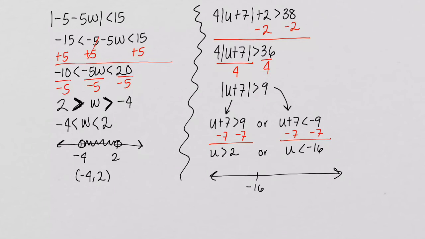So here's negative 16, here's 2. So greater than 2, less than negative 16. And my interval notation answer is negative infinity to negative 16, union 2 to infinity. So not so terrible, not so terrible. Once you have an idea of what you're doing, these go really, really quickly.